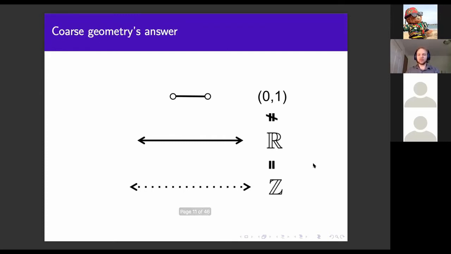Coarse geometry's answer is completely different. Coarse geometry says, you know what? 0, 1 is a bounded space. Two people living in 0, 1 are never more than 1 unit apart. On the other hand, in the reals and the integers, you can be infinitely far apart. So how can you possibly think that 0, 1 is the same thing as the real line? Okay, so that's a different perspective. And I'm going to explain exactly in what sense that's true as well.